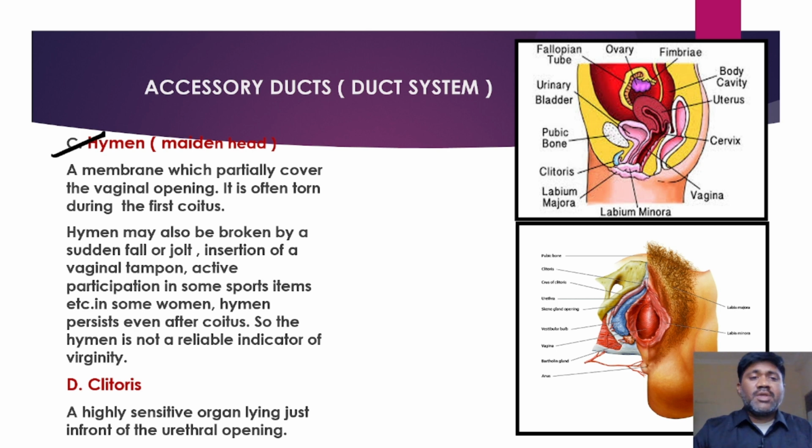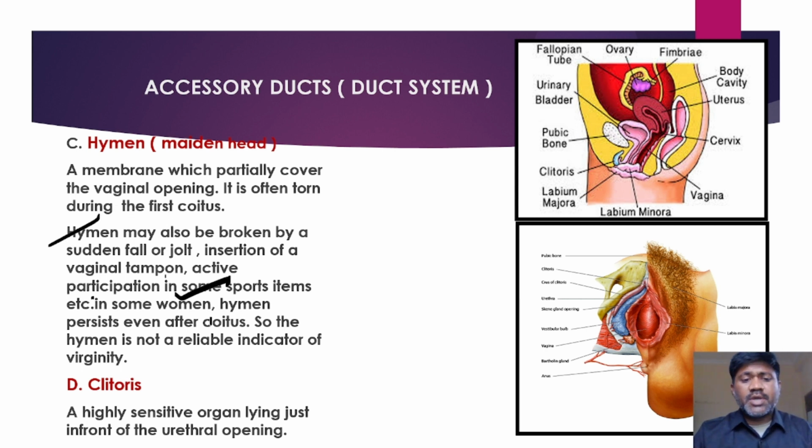Hymen is also called maidenhead, a membrane which partially covers the vaginal opening. So this covers the vaginal opening. It is often torn during the first coitus. Generally it tears at the time of first coitus, but the hymen may also break from a sudden fall or jolt, insertion of a vaginal tampon, or active participation in some sports or horse riding. In some cases the hymen may also break.